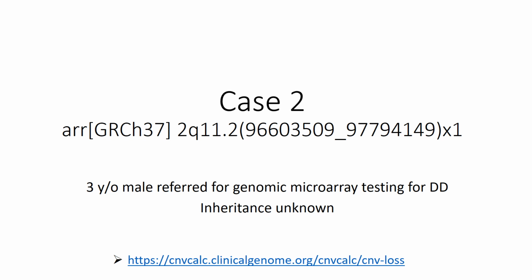So let's look at another case. Case 2 is a 3-year-old male referred for genomic microarray testing for developmental delay. A deletion in chromosome 2q was identified, and the inheritance is unknown. If you want to follow along, you can use the CNV loss metric as this deletion is indicated above.